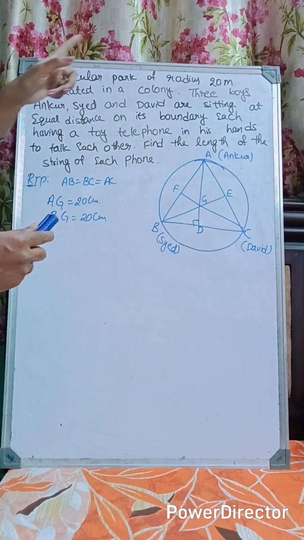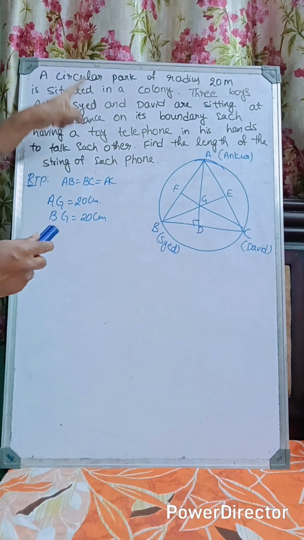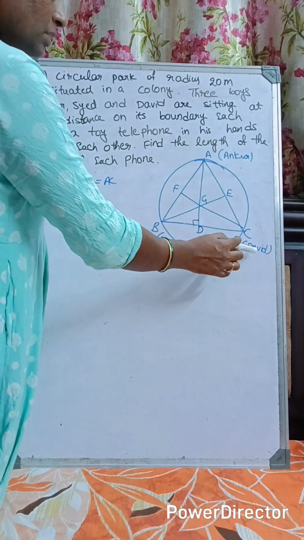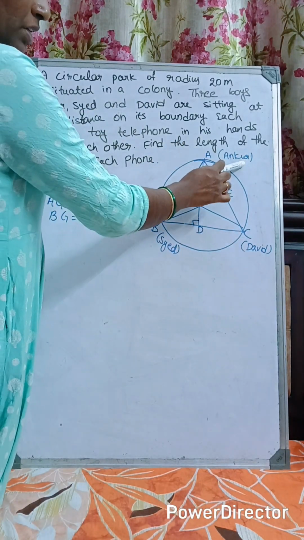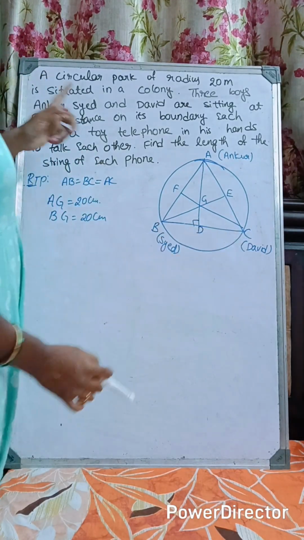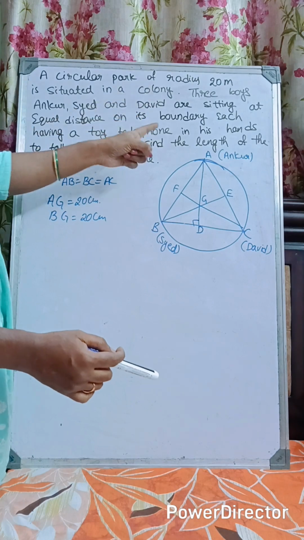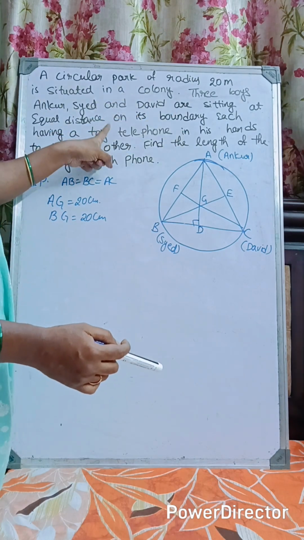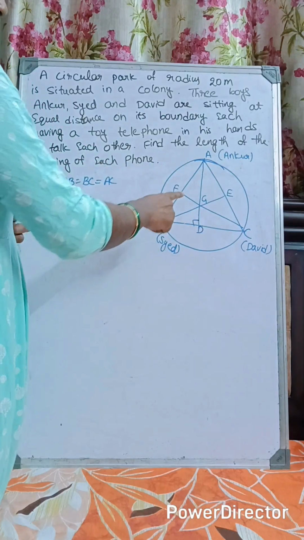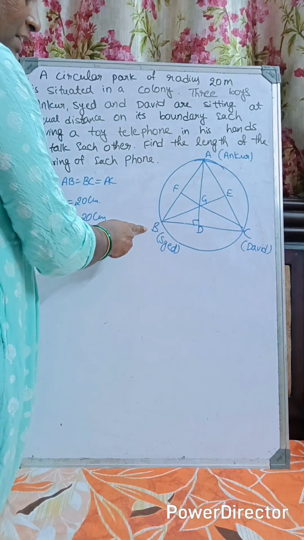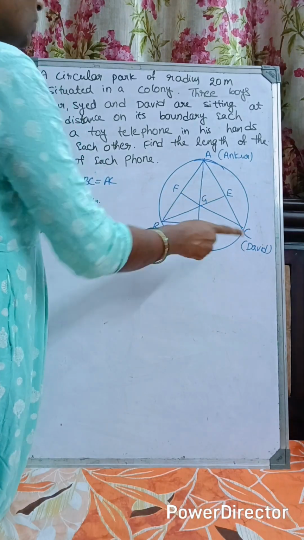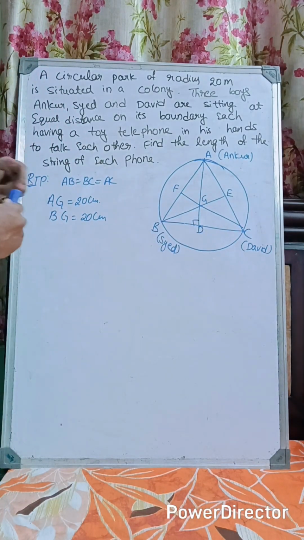And next, the circular park of radius 20 meters is situated in a colony. Three boys, Ankur, Syed and David. Okay, A is given as Ankur, B is Syed, C is David. Three boys, Ankur, Syed and David, are sitting at equal distance on its boundary. Correct? So, the boundary means it is circular. Now, equal distance means AB is equal to BC is equal to AC.